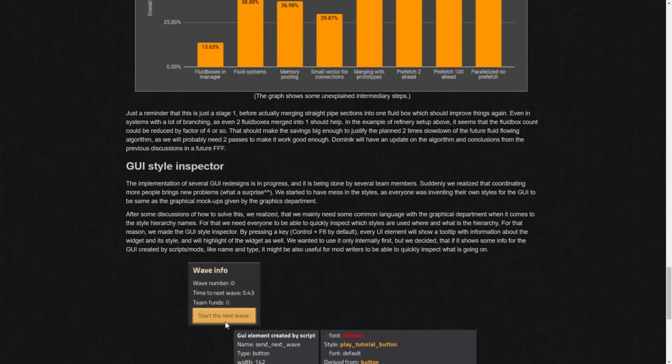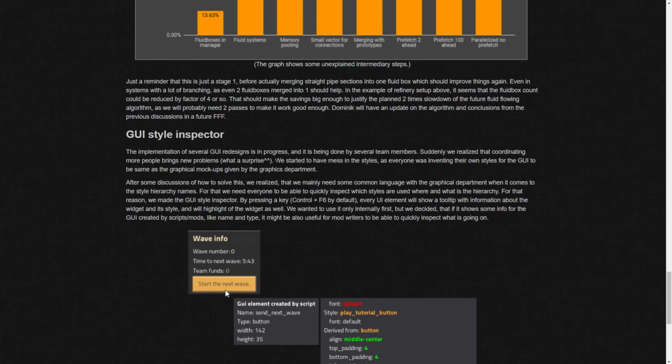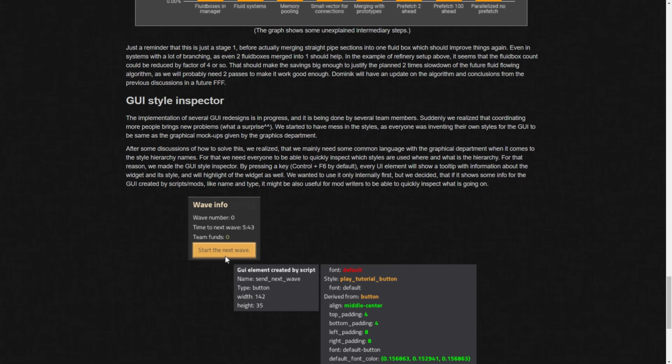So this is really good news. So the GUI Style Inspector. The implementation of several GUI redesigns is in progress, as they've mentioned. It's being done by several team members, but by adding more team members, they realize that having to coordinate between those people brings new problems. What a surprise. We started to have to mess with styles.